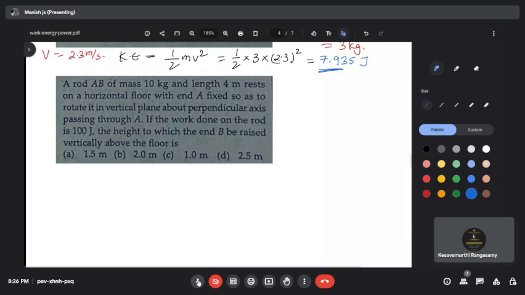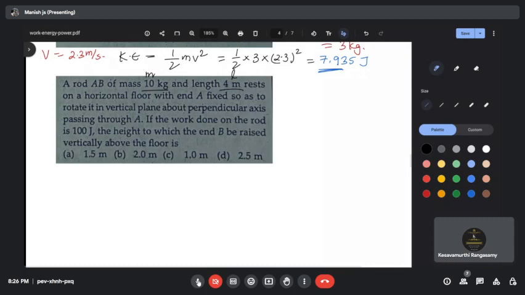For this, you guys need to draw a figure, and you need to solve it based on the figure that you're drawing. So just draw a figure for assumption, and then you will have to solve it. So you have a rod AB of mass 10 kg. They have given you the data here as 10 kgs, which is the mass. Length L is 4 meters. It rests on a horizontal floor, so it is initially resting on a horizontal floor.